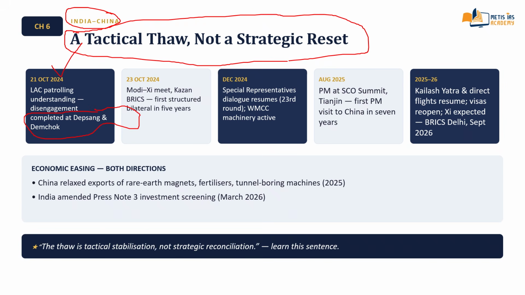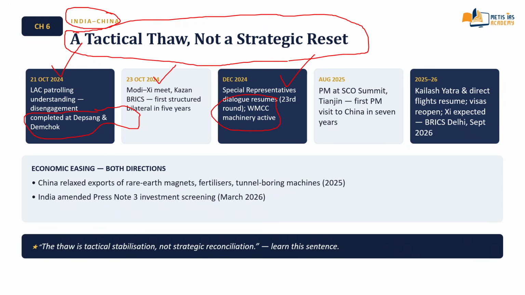Days later, the Prime Minister and President Xi met at the Kazan BRICS summit. The first structured bilateral meeting in 5 years. The special representative dialogue and the boundary question resumed in December 2024. This is the 23rd dialogue resumes. And in 2025, the two sides even agreed to explore an early harvest approach to boundary delimitation.